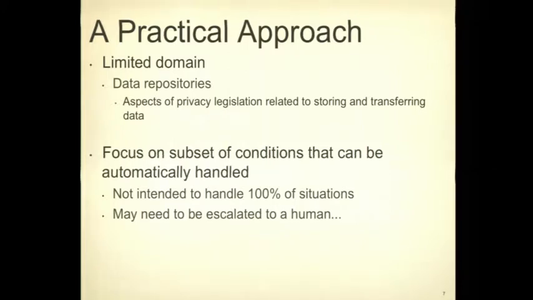We're not intending to handle 100% of the situations, and there may be cases in which the system says, we can't say that you can either do this or not do this. You're going to have to escalate it to human. So ambiguity is sometimes part of the law or part of our ability to interpret it, and that is built into the system, so that it's possible for a human to come in the loop. And this is something that we develop iteratively.